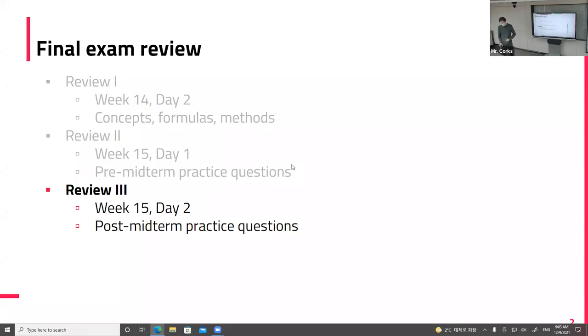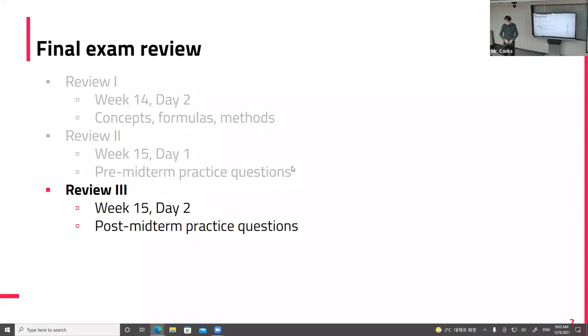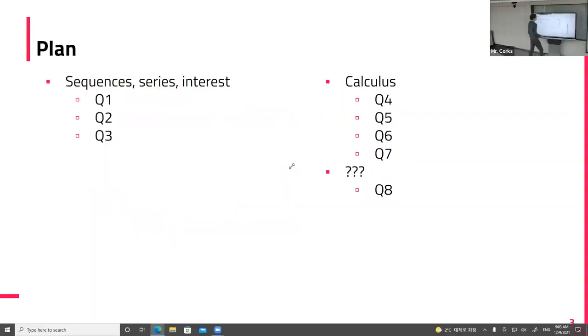So we are in week 15, day 2, our final in-person class like this before our exam. This is our last of three review sessions. Today we'll be doing the stuff from after the midterm. That's sequences, series, interest, and all the calculus stuff that we were learning.